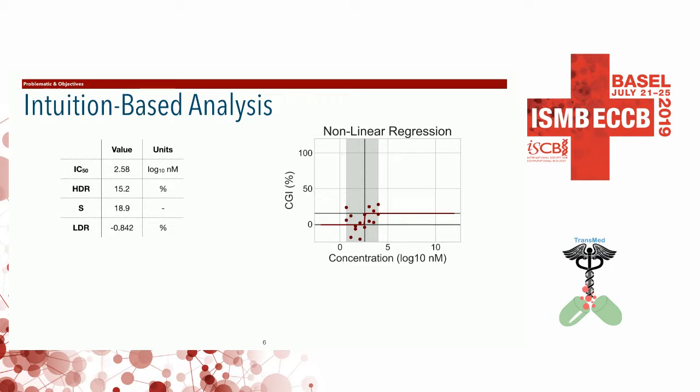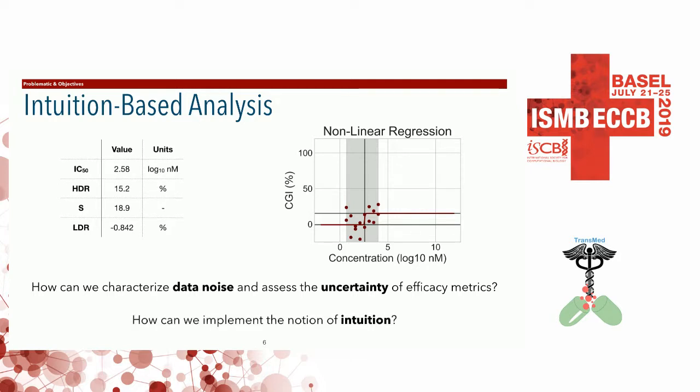So we asked ourselves, how can we characterize data noise and assess the uncertainty of efficacy metrics? And when we looked at the curve, we said that this compound would most likely be inactive, but this is mainly based on what we think a good curve should look like. So we also asked ourselves, how can we implement the notion of intuition into our mathematical reasoning?